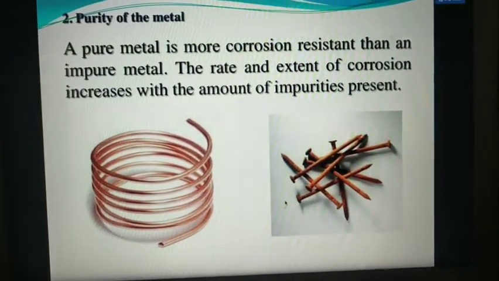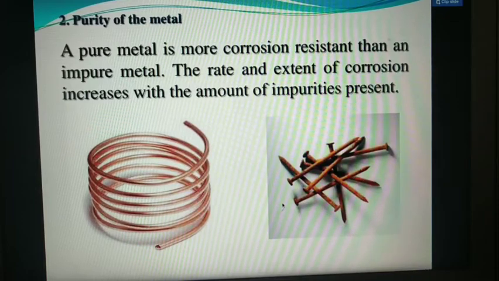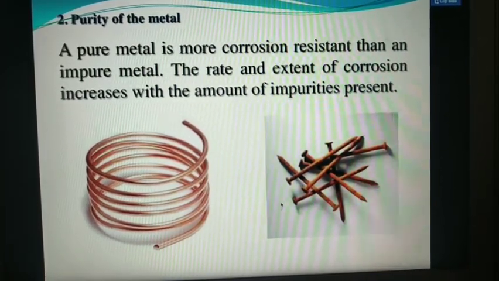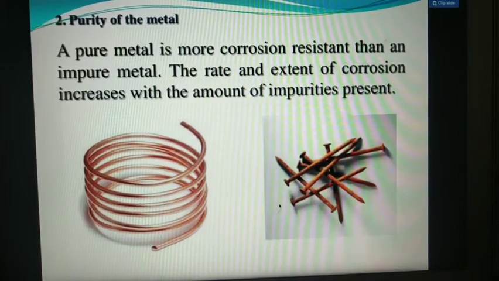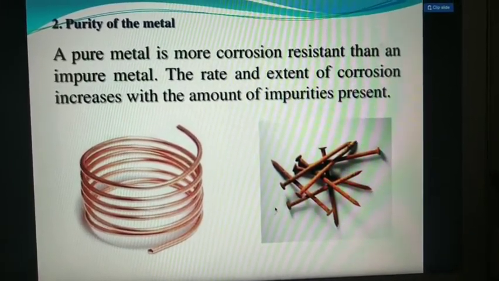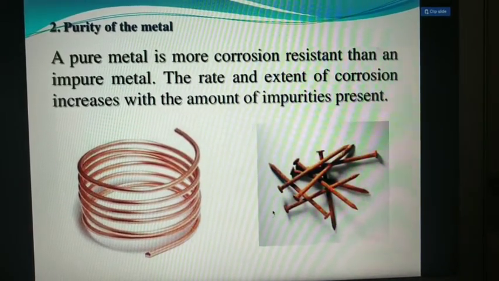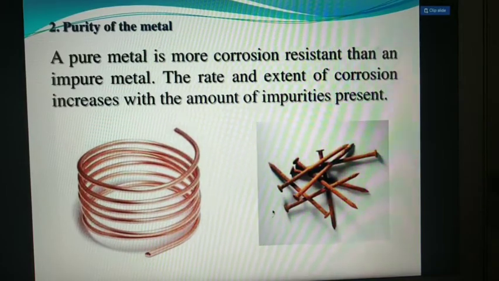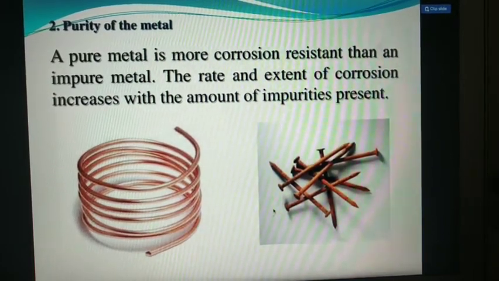The rate and extent of corrosion increases with the amount of impurities present. So if you add impurities to any pure metal, the rate and extent of corrosion increases. That is what is written in your book. The presence of other metals as impurity tends to increase the rate of corrosion. Now, the third point is what?